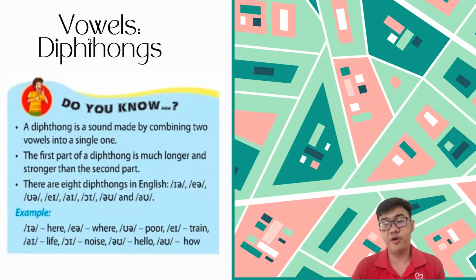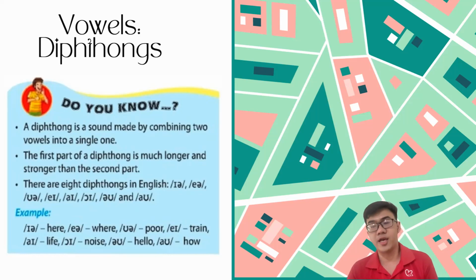So there are 8 diphthongs in English: ear, air, ure, ay, eye, oy, oh, and ow. Examples: ear in here, air in where, ure in poor, ay in train, eye in life, oy in noise, oh in hello, and ow in how.